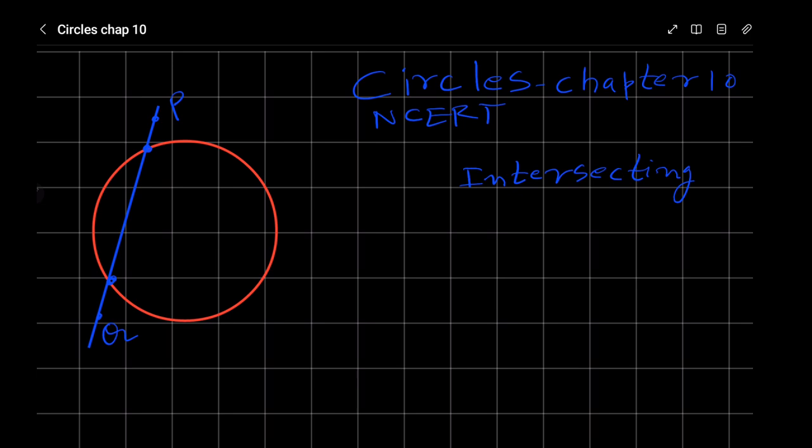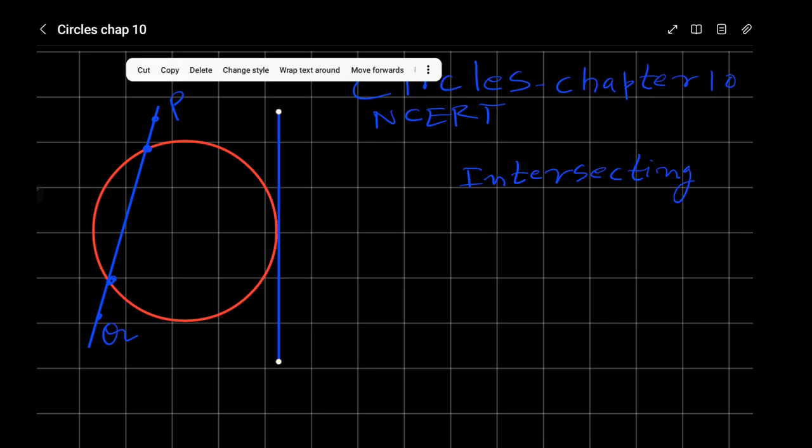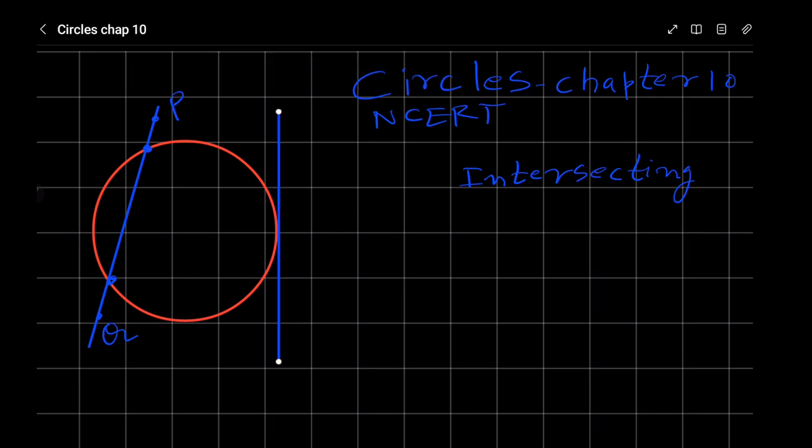And when there is a line in such a way that it does not cut the circle but just touches the circle, in a way we can say that if this line PQ is such that it's just touching the circle. Let me make it a little bit more. Yeah, now it is touching the circle.